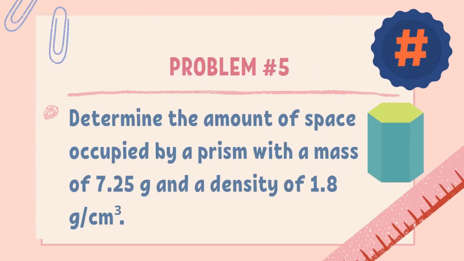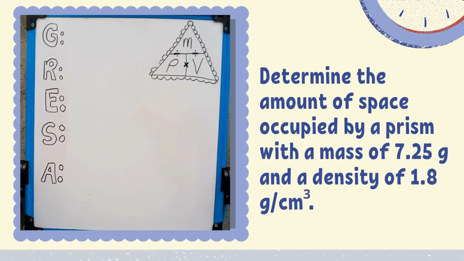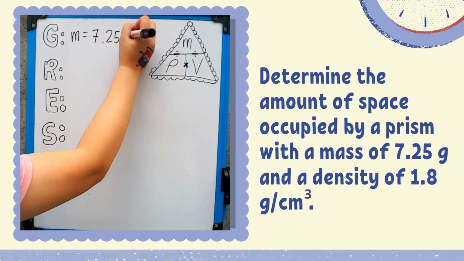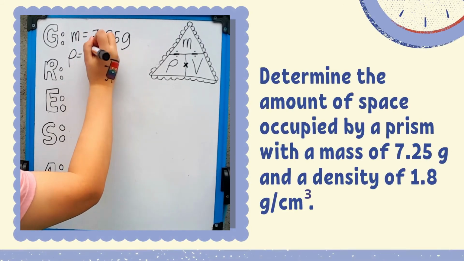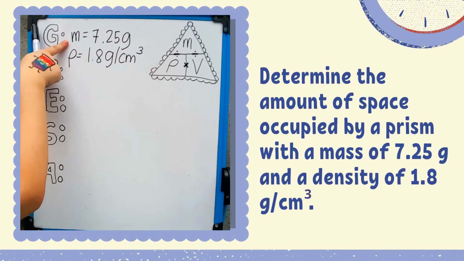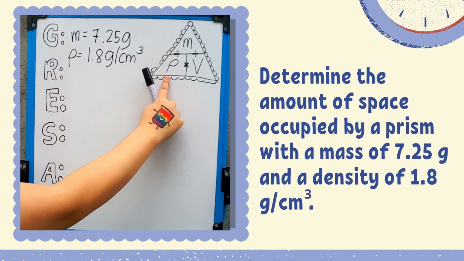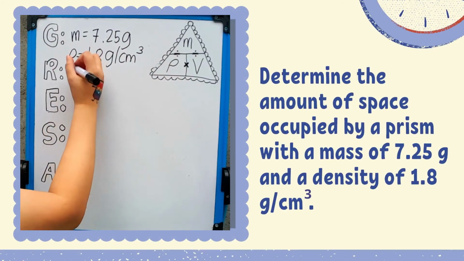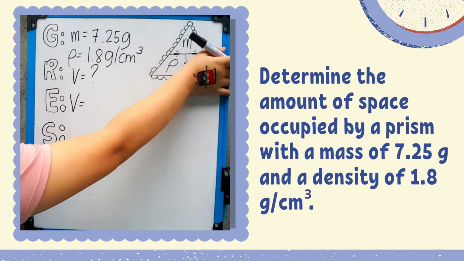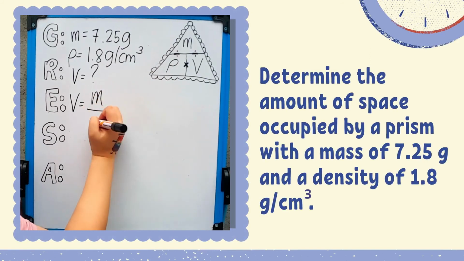Problem number 5. Determine the amount of space occupied by a prism with a mass of 7.25 grams and a density of 1.8 grams per centimeter cubed. The given in this problem are the mass, which is equal to 7.25 grams, and the density, which is equal to 1.8 grams per centimeter cubed. Since we're already given the mass and the density, it only means that we should look for the volume. The equation in getting the volume is equal to mass divided by density.